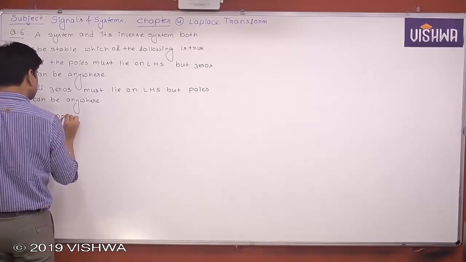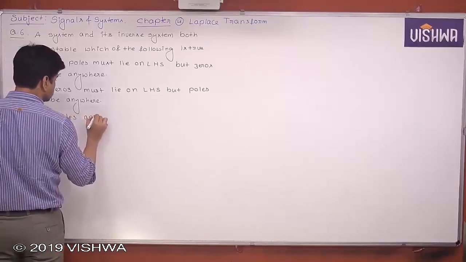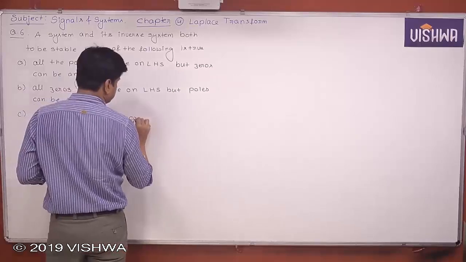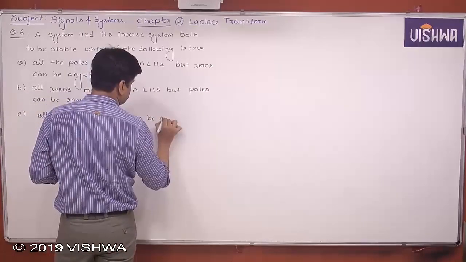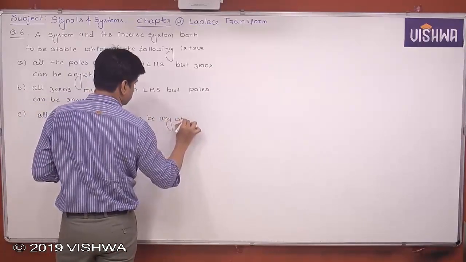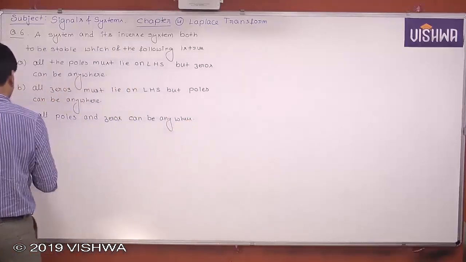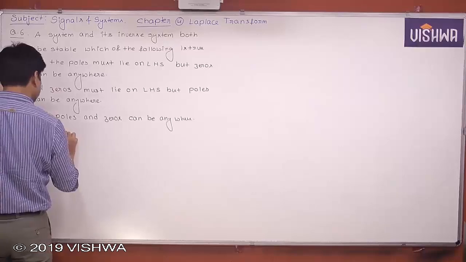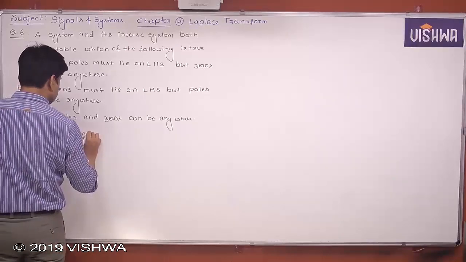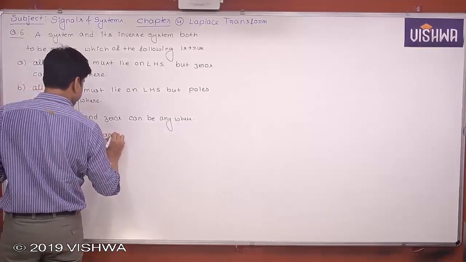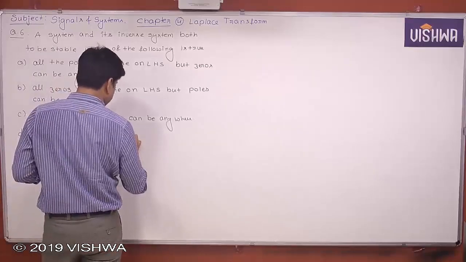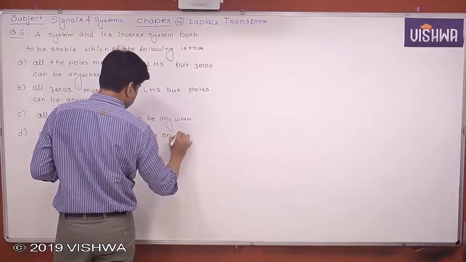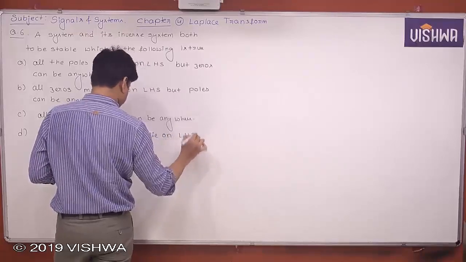Option C: all poles and zeros can be anywhere. Option D: all poles and zeros must lie on the left half of the s-plane.